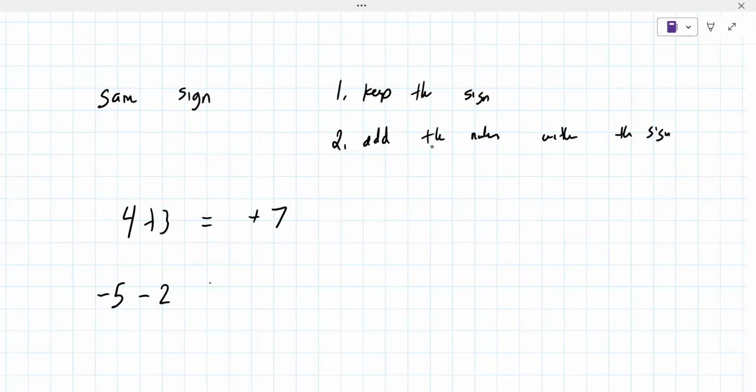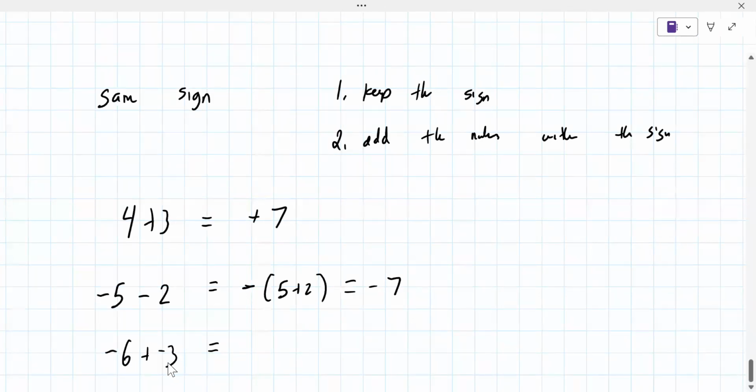-5 minus 2, they're both negative. So the answer is negative. And then you add the numbers, 5 plus 2, without the sign. So it's -7. Now it could be presented like -6 plus -3, and they are the same sign. This is just another way it can be written. They're still the same sign, and then you add the numbers without the sign.